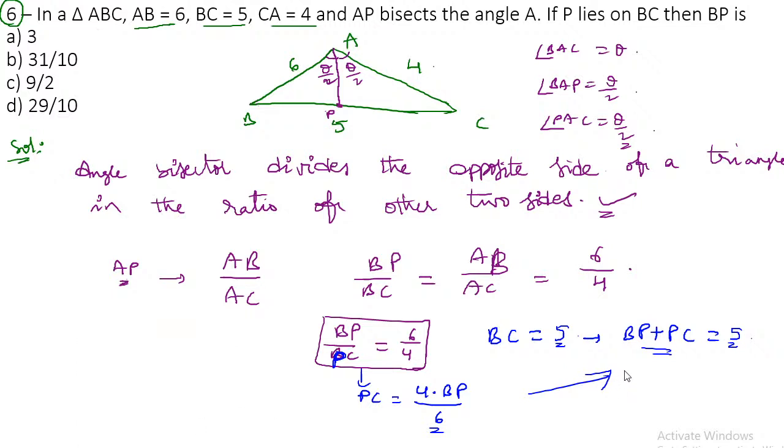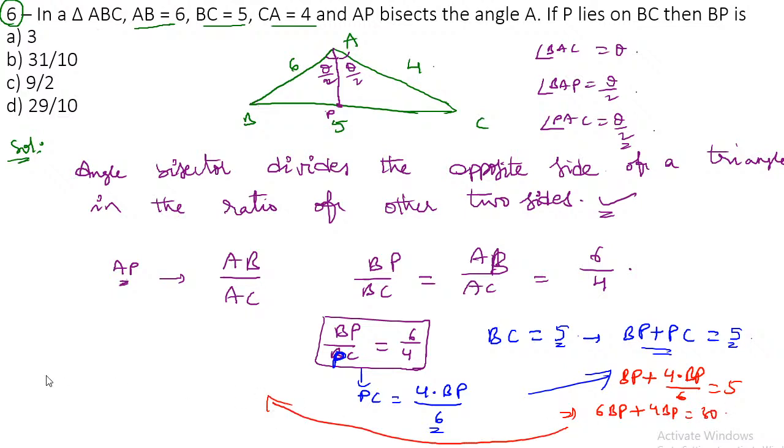So now it is BP plus PC, which is 4 into BP by 6, is equal to 5. So this implies 6 BP plus 4 BP is equal to 30. So 10 BP is equal to 30. This implies BP is equal to 30 by 10, which is 3. So the correct answer is 3, option A.